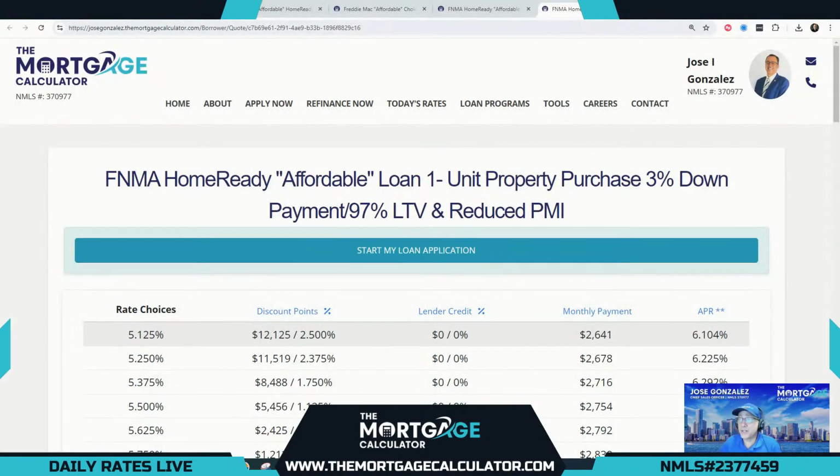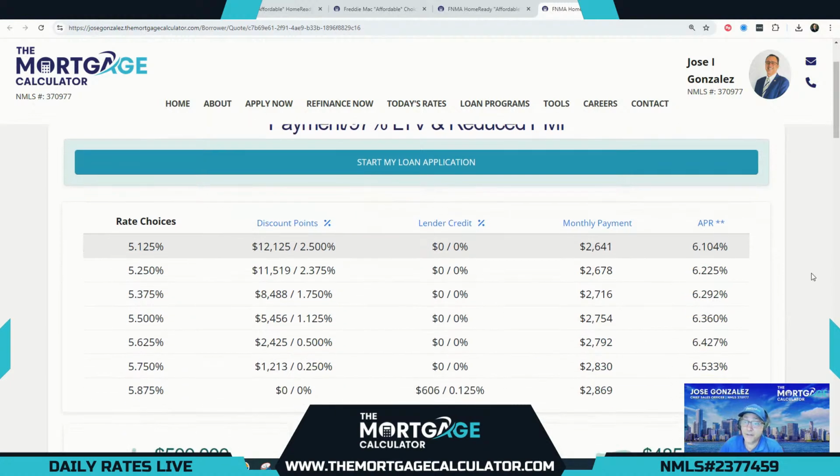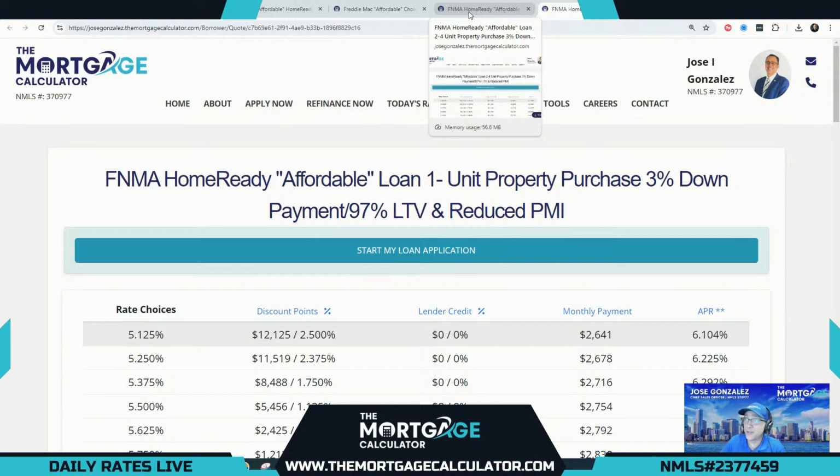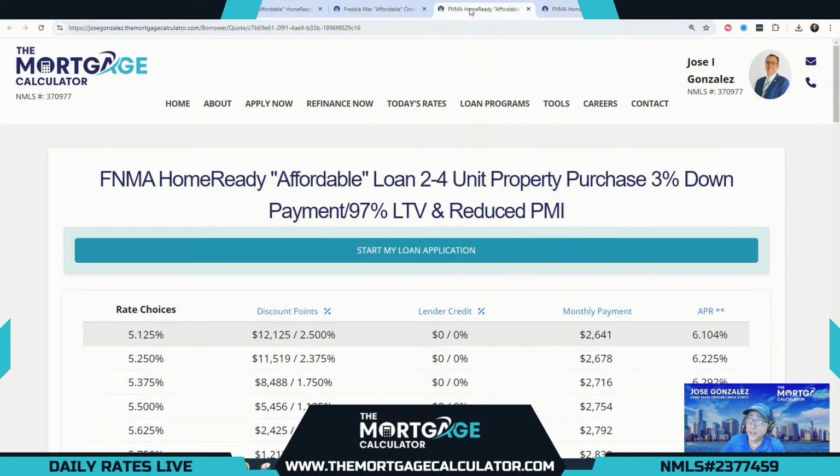First option is for a 1-unit property purchase, 3% down. And if you've been looking at interest rates for conventional loans, you will note that these rates are absolutely smoking. You have 5.875 with a lender credit of 0.125 as our lowest cost option, and you have 5.125 at a cost of 2.5 points as our lowest rate option for our 97% LTV purchase here. And this one happens to be Fannie Mae Home Ready.